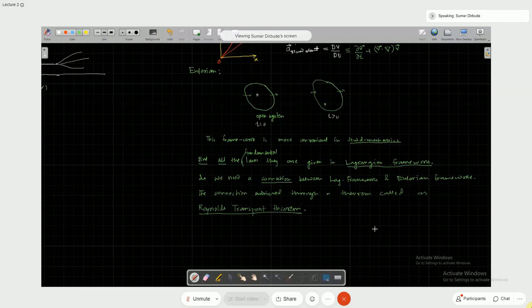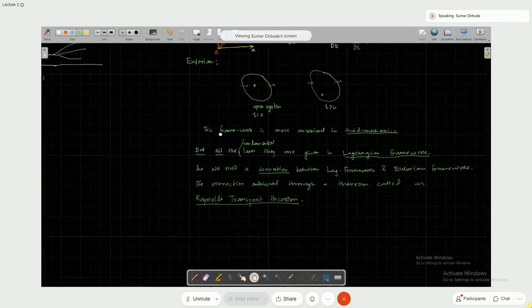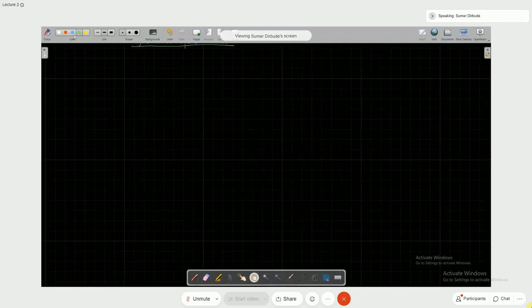Okay, so how do we do that? How do you find a relationship of that nature? We start with this Reynolds transport theorem, RTT, which we are looking at. So consider a control volume. It is a volume of any shape. We say it is a control volume, CV.